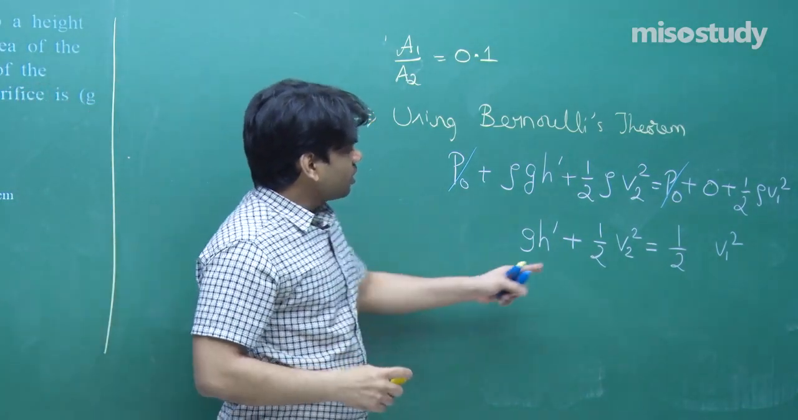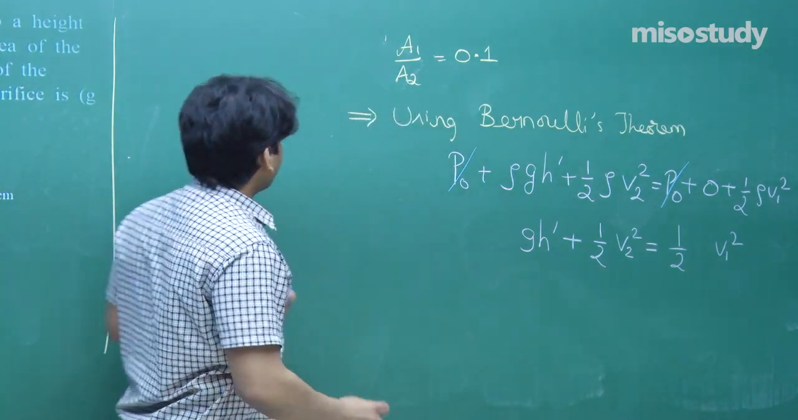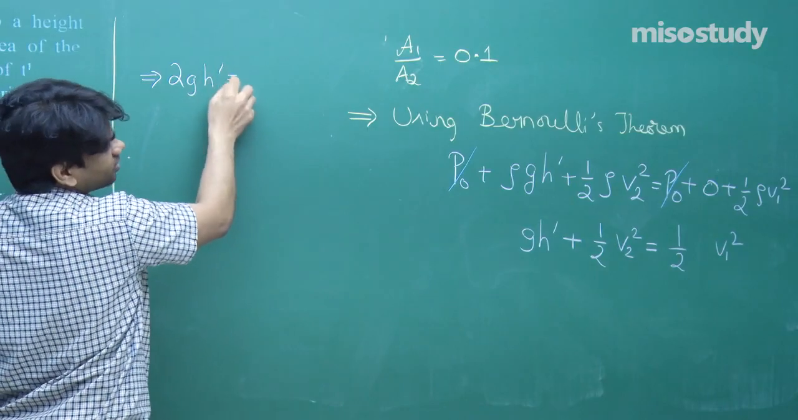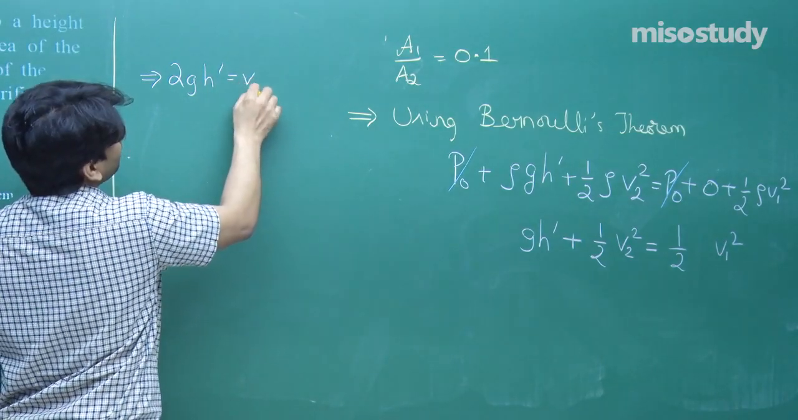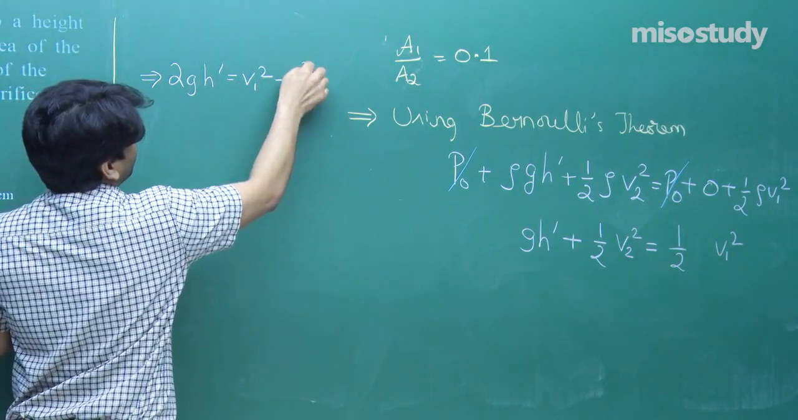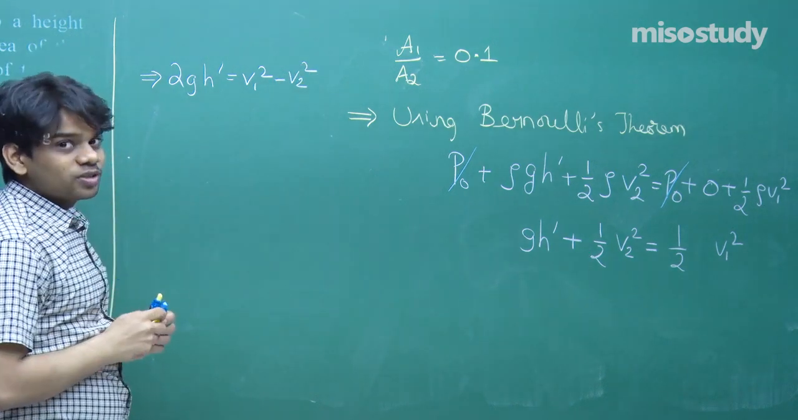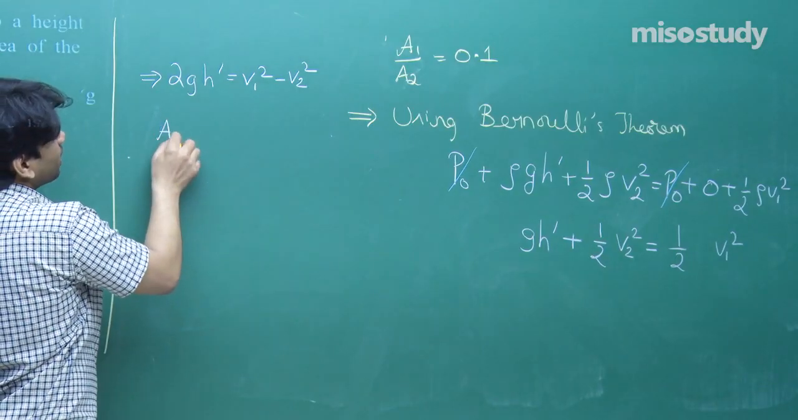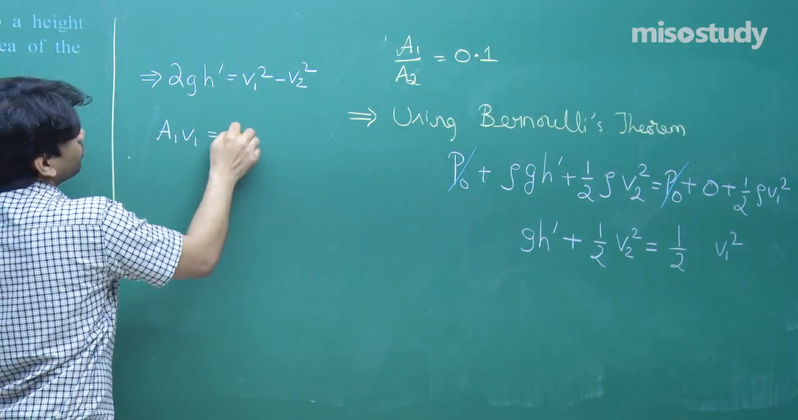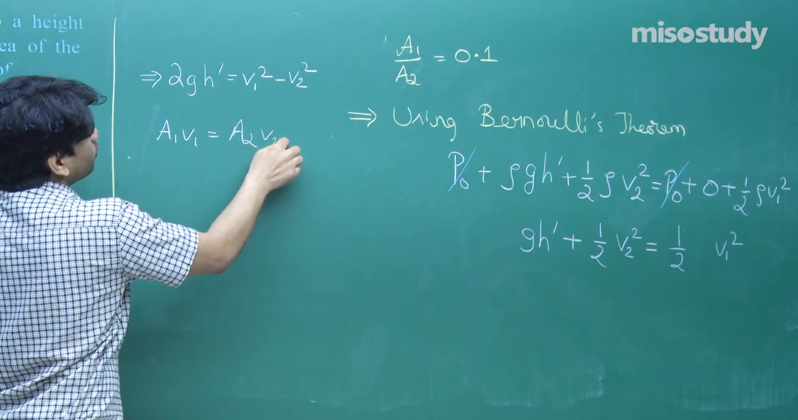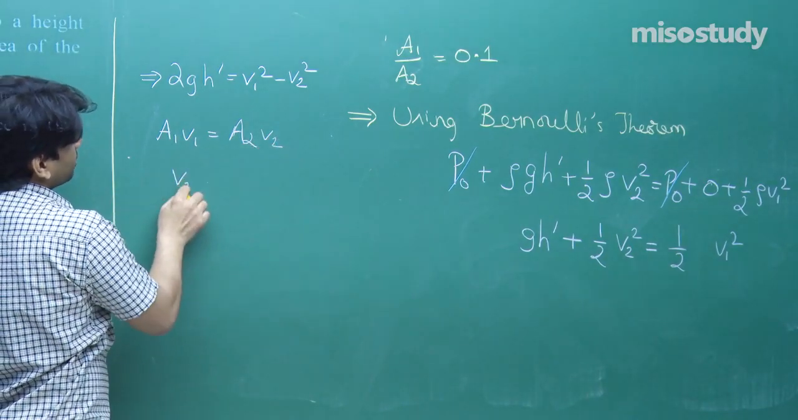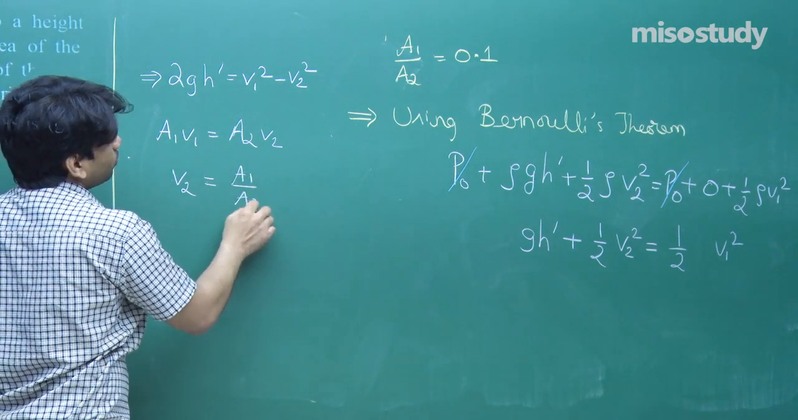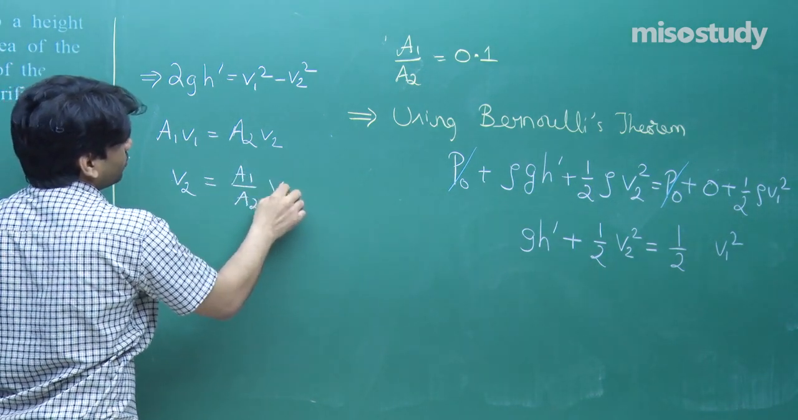Next thing you see, if we simplify this, we can write 2g h dash is equal to v1 square minus v2 whole square. This is what we can do. v2 is the velocity at the topmost point. From here you see, we also know that A1 v1 is equal to A2 v2. So finally v2 can be written as A1 by A2 multiplied with v1.